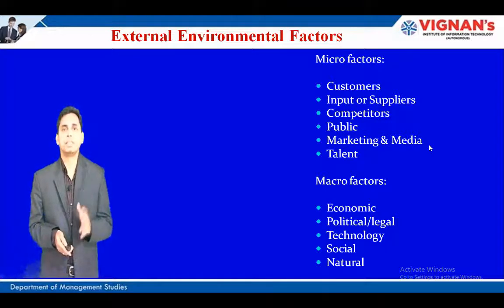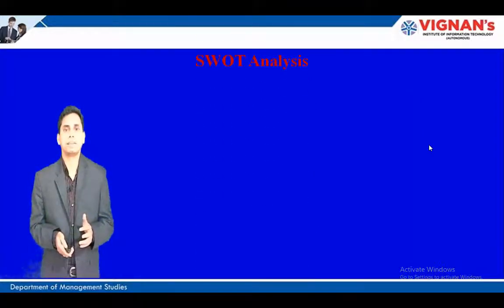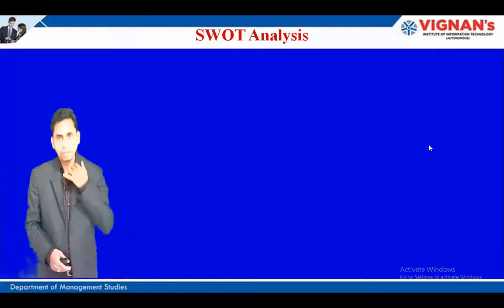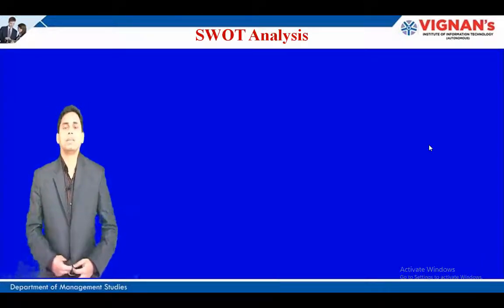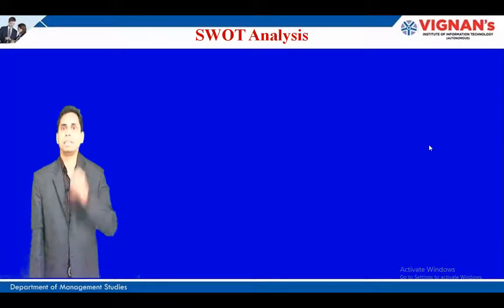So these are the internal and external environmental factors as we have seen. Now let us see the next topic in the same class, that is SWOT analysis. SWOT is an acronym for strengths, weaknesses, opportunities, and threats.